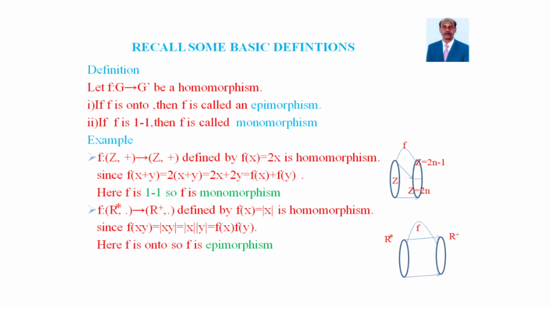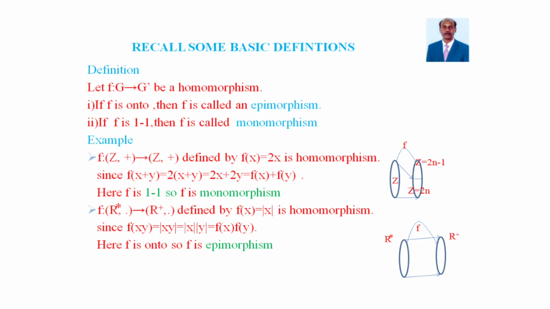Now we can define some other definitions. Let f from G to G dash be a homomorphism. If f is onto, then f is called an epimorphism. If f is one-one, then f is called a monomorphism. For example, f from Z, plus to Z, plus defined by f of x equals 2x is a homomorphism.